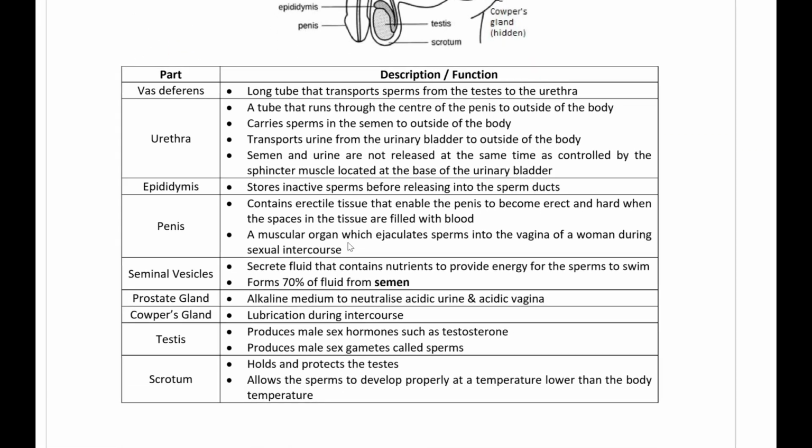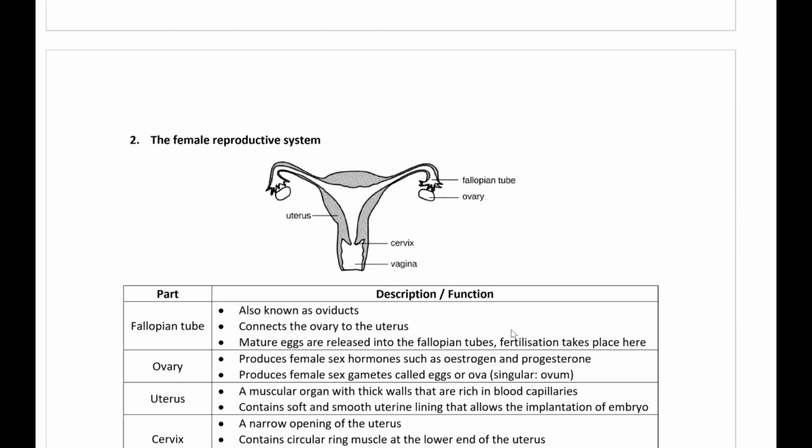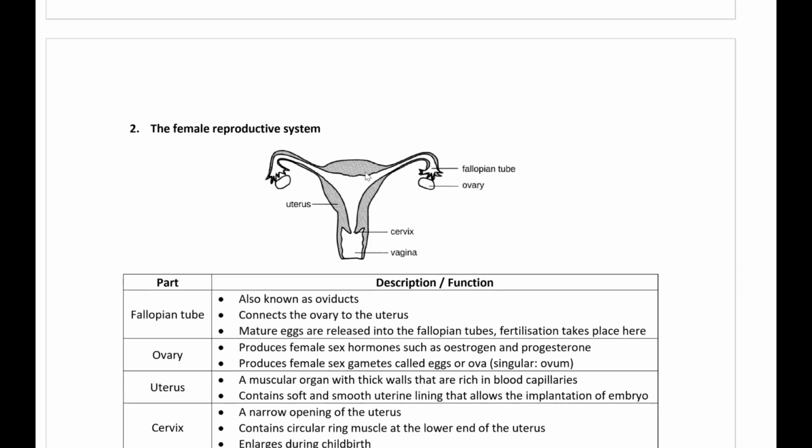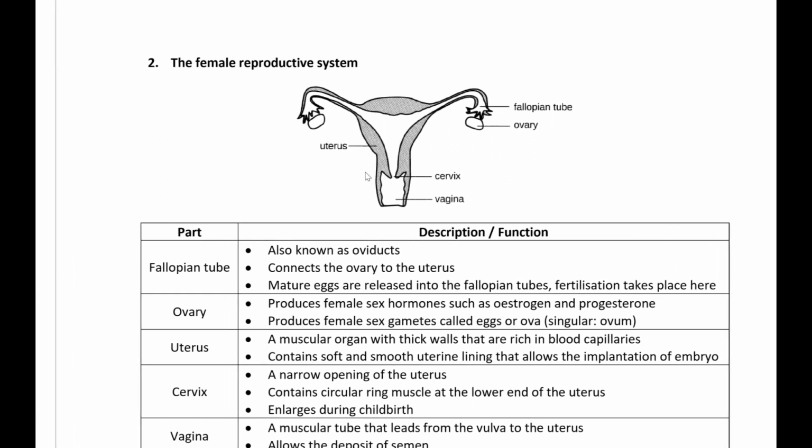Okay, so we have the components here. The seminal vesicle contributes 70% of the fluid in the semen. The testes also produce testosterone, which is responsible for secondary sexual characteristics such as voice deepening, growth of hair, etc. Okay, when we move down to the female reproductive system, you can see that the structure looks simpler in a way, but later on the hormones will be looked at.